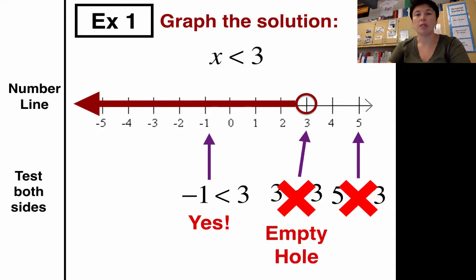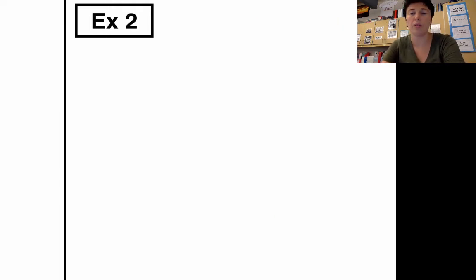I'm going to write in my notes here that we put an empty hole over the number 3. A lot of this you can do in your head, like testing points and deciding which side of the number line to shade. But if you're trying to organize your work and show others what you're doing, this is an easy way to show how you're testing the left and right side to see which one will pass. It's an easy way to show your work.